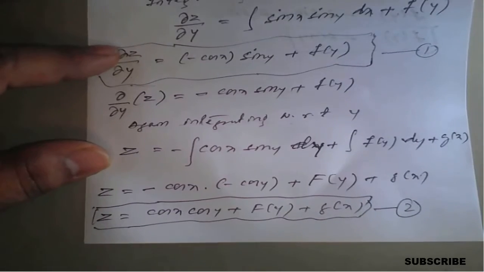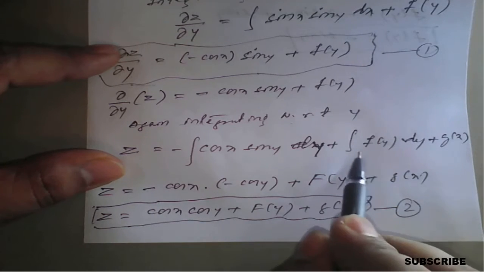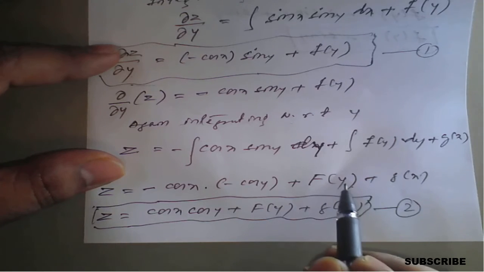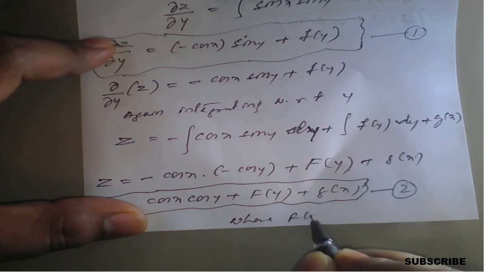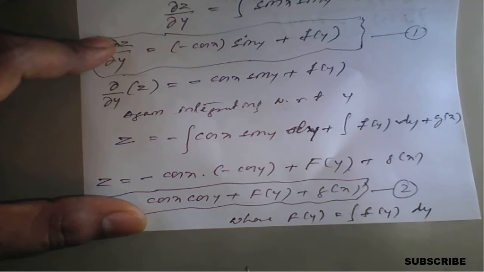So we'll keep this one as it is, and when it is required we'll apply it. See, one point I want to clear here. When we are preparing equation 2, integration of f of y dy, I have taken it as capital F of y. Where I want to mention here, capital F of y is nothing but integration of small f of y dy, because we just now got the value of f of y, we'll replace it, and from this we can get the value of capital F of y. Okay, fine.